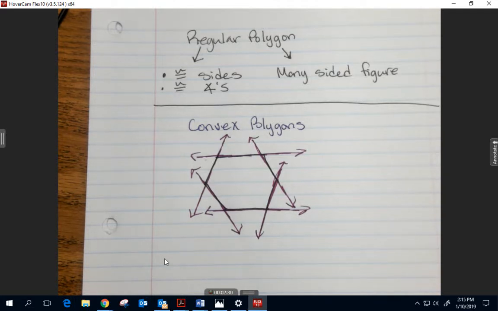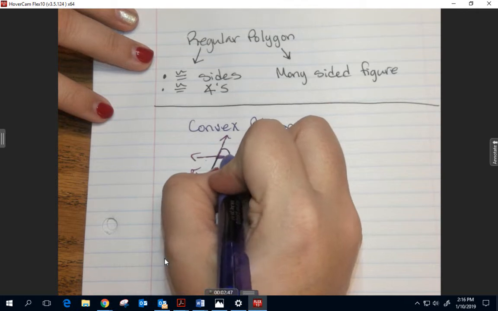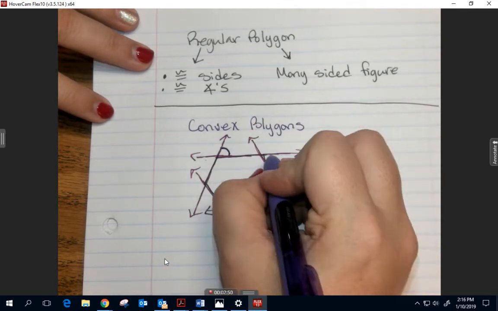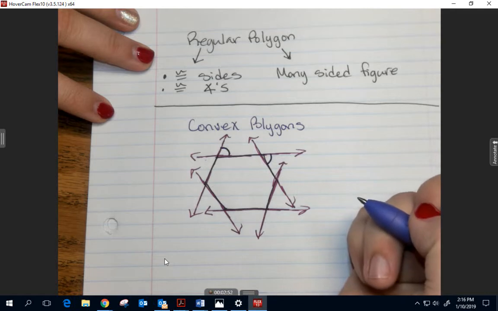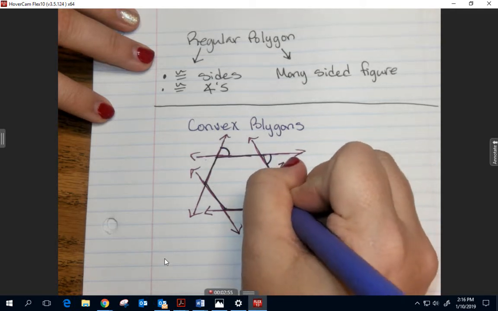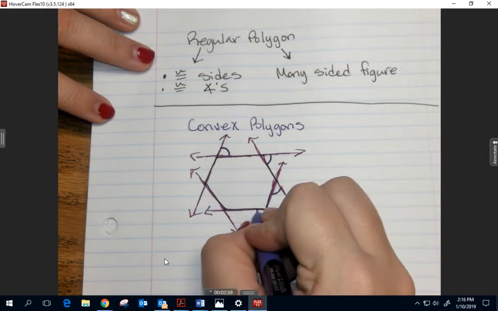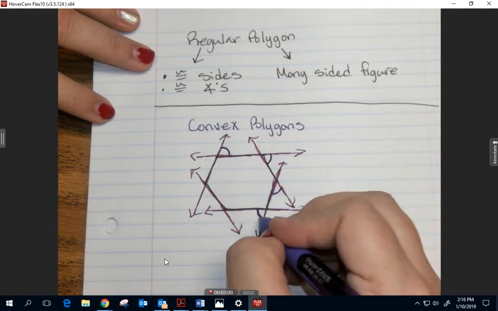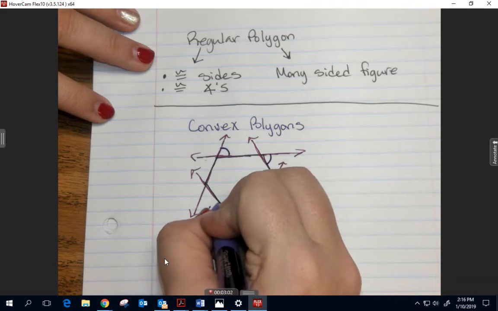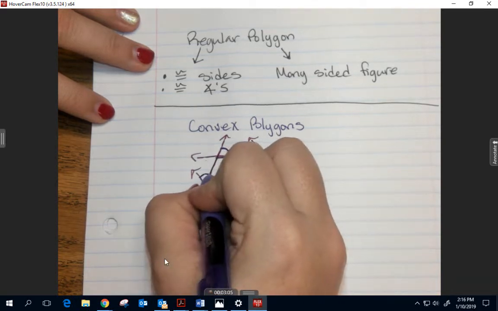And so also from this we can see the exterior angles. If you notice, there's only one exterior angle per side. So how many exterior angles should I have on a hexagon? Just 6. So we have one here, here, here. So that's 1, 2, 3, 4, 5, and 6.